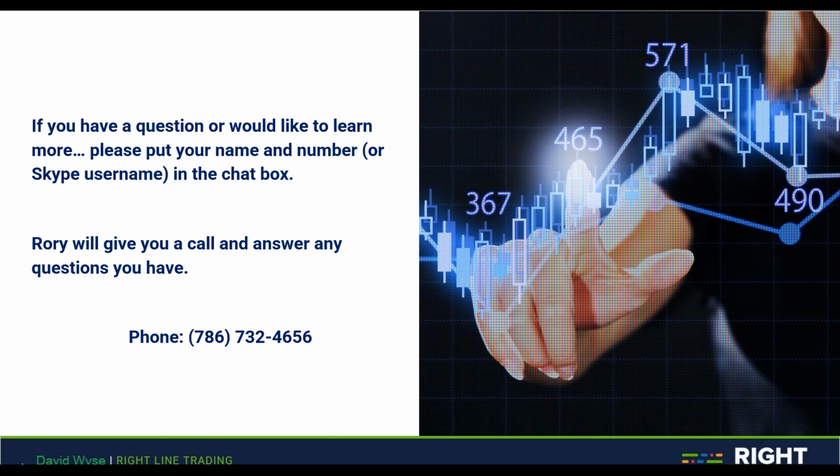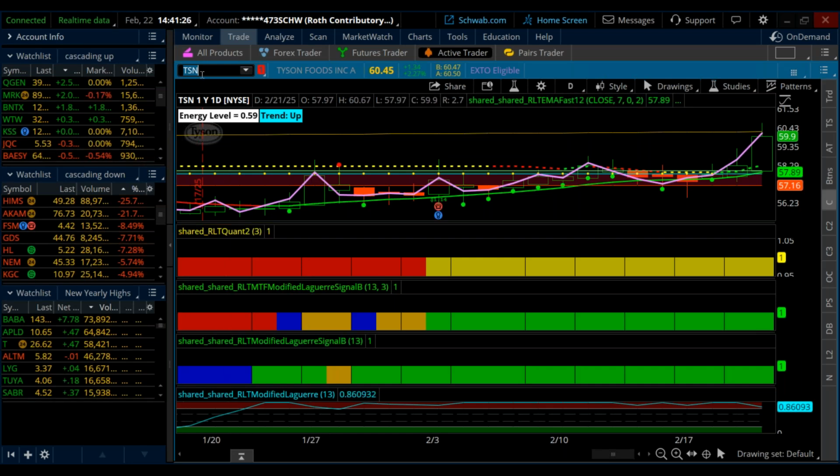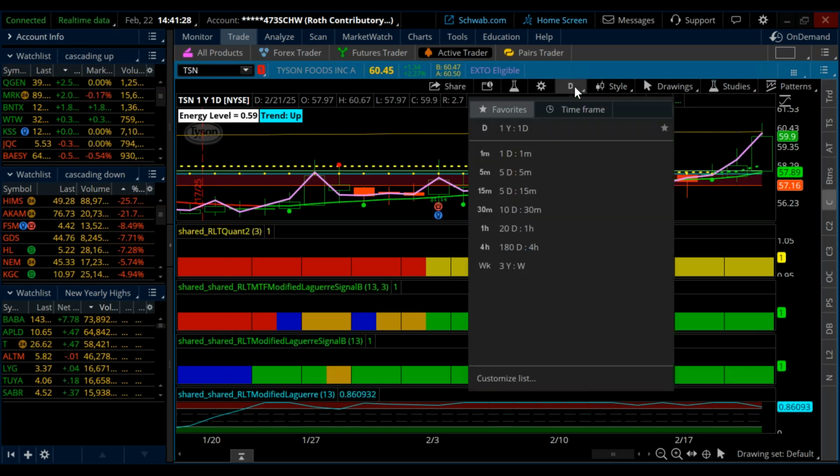But let me go ahead and bring up the Compass system here again. Okay, and this is a daily chart. We want to switch over to a 5-minute chart.